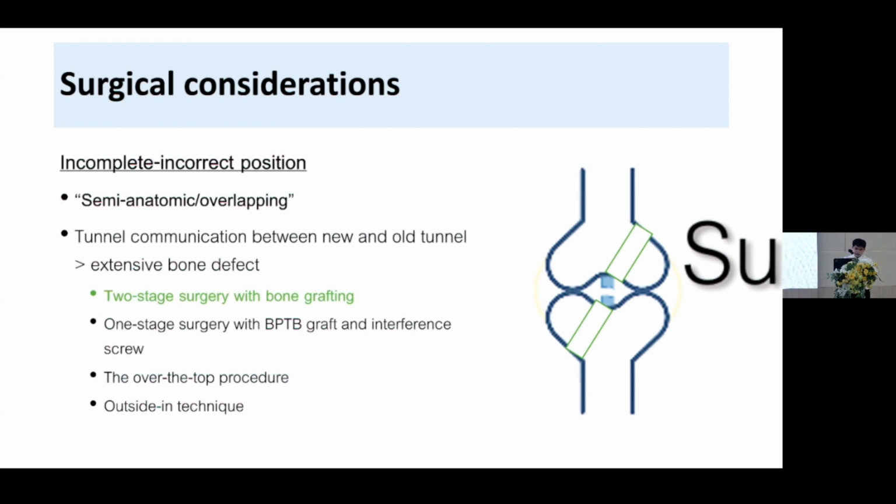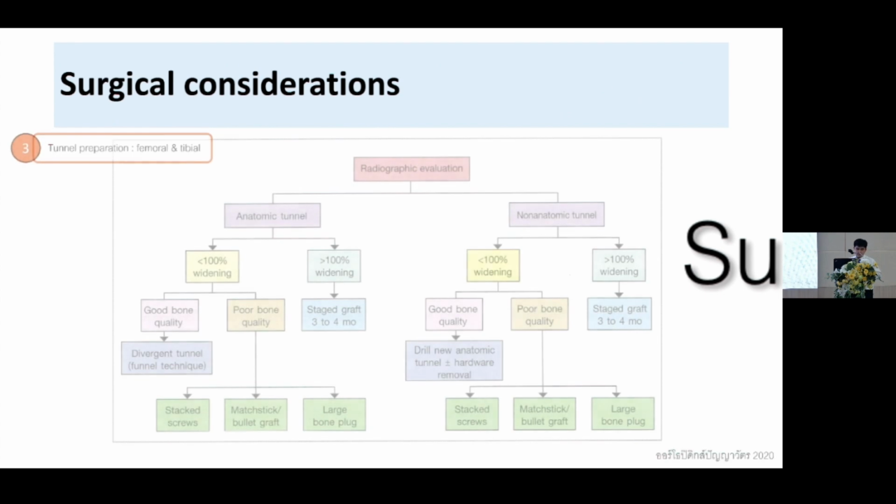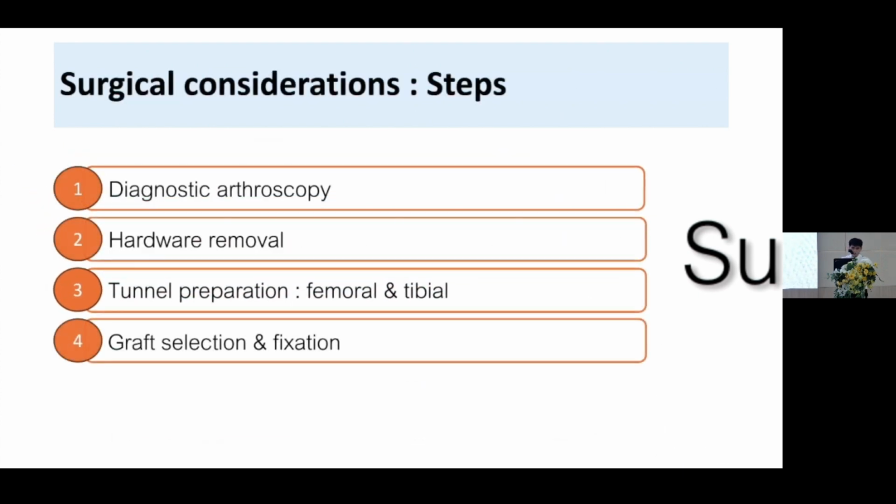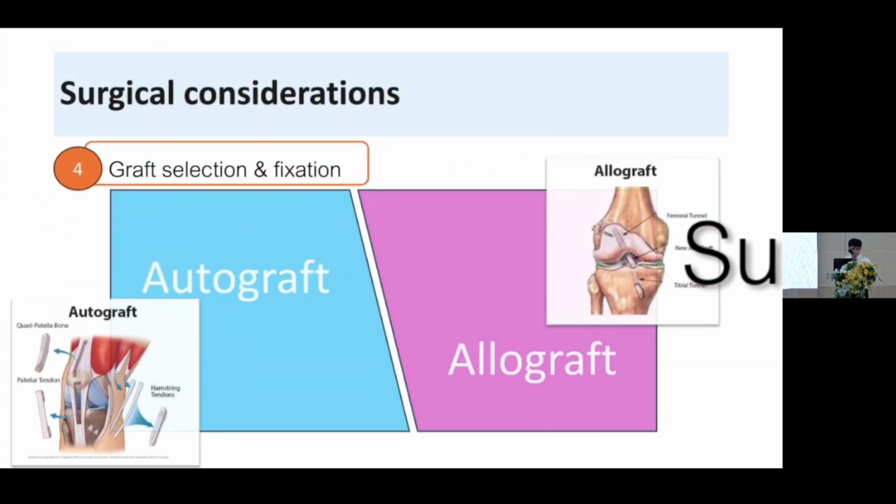For partially anatomic or overlapping tunnel, interference is expected. The stability and the integrity of the new graft may be compromised if there is tunnel communication. For this case, a two-stage procedure is more recommendable, even though some rescue procedures that allow for a one-stage revision, as has been described before, can also be used. This is the concise flowchart diagram for the tunnel preparation. Next is graft selection and fixation.